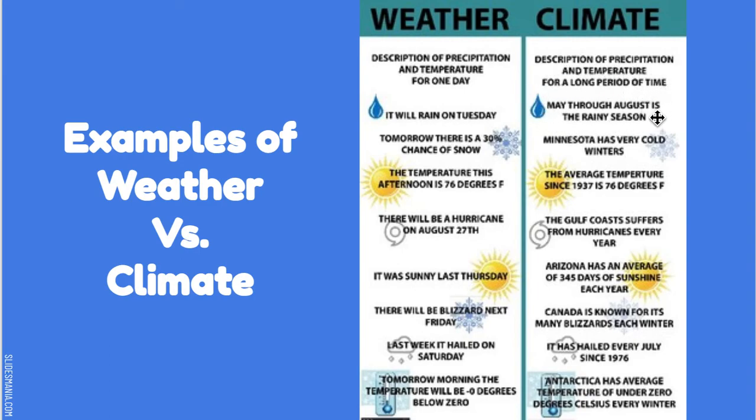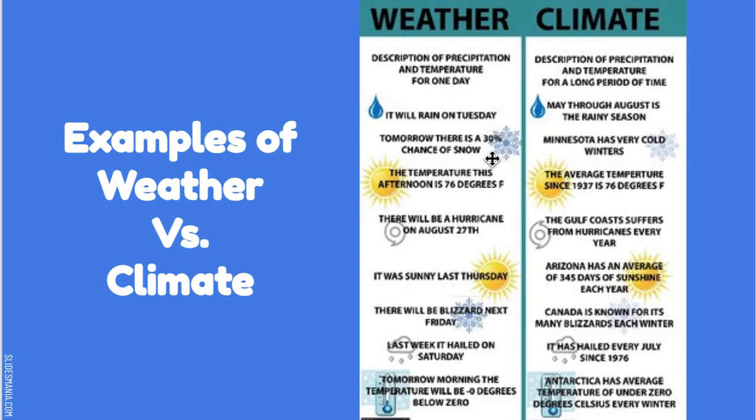For climate, if they talk about rain, they may talk about the average rainfall, or they can talk about how May through August is the rainy season. So based on a long-term record, on average, it is going to rain between May to August. So again, in weather, they talk about a specific day, versus in climate, they're talking about a more long-term state.